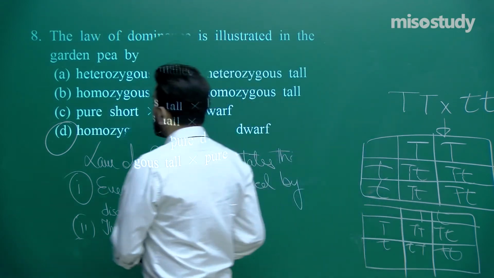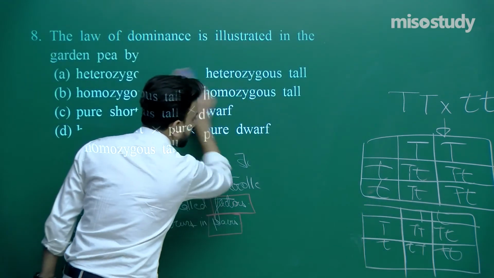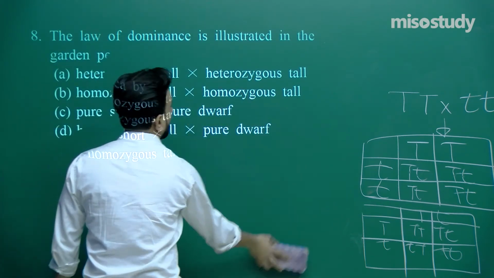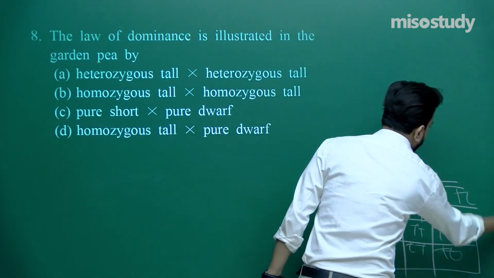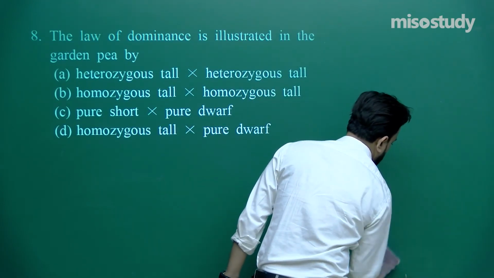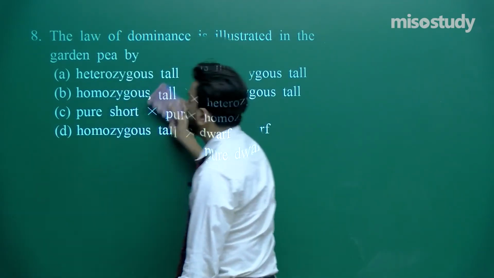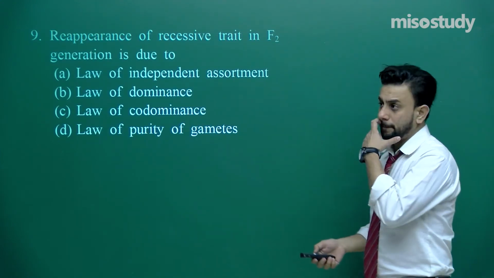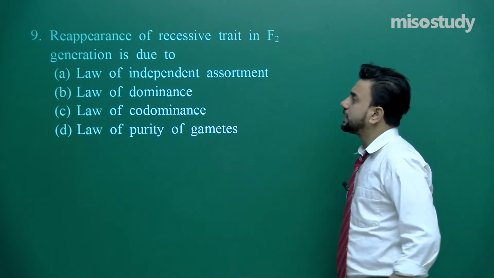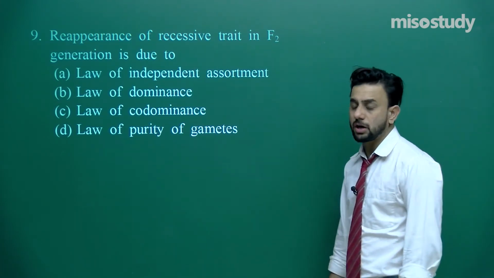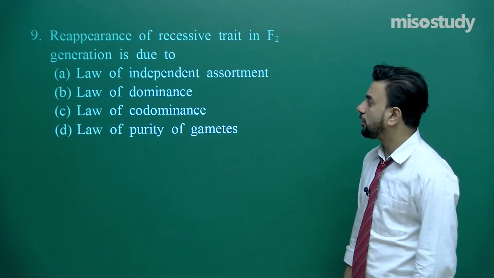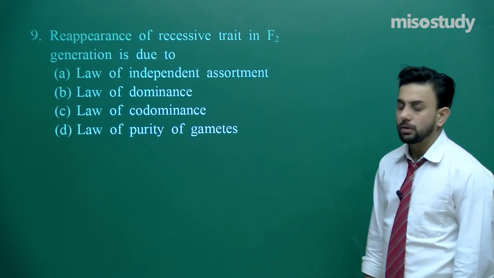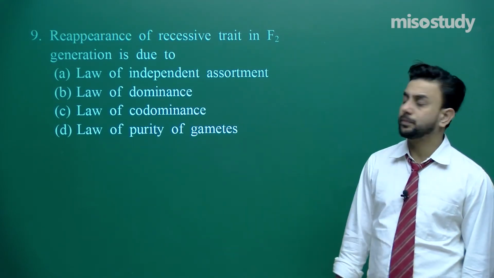Okay friends, so I hope you must have noted down. Now let us talk about the next question, the ninth question. Reappearance of recessive trait in the F2 generation is due to: law of independent assortment, the law of dominance, the law of codominance, or the law of the purity of the gametes. Right. Once again the same thing.